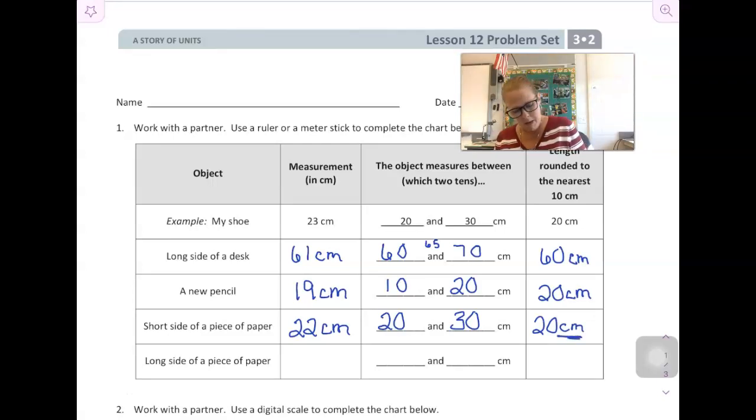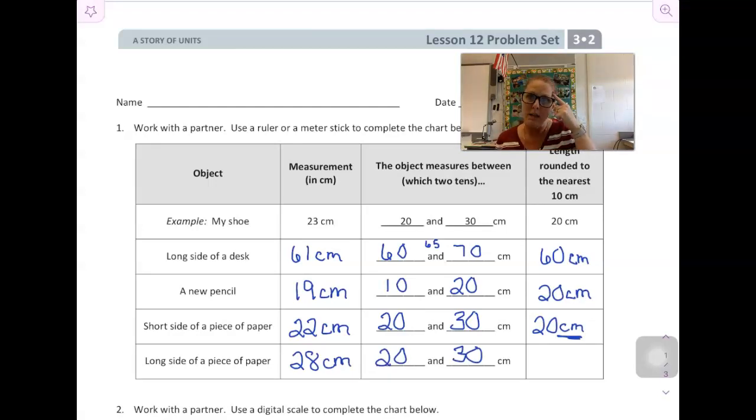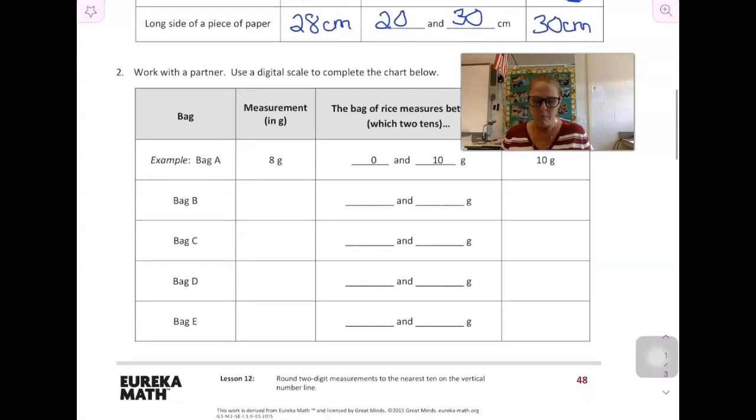The long side of a piece of paper measures 28 centimeters long. 28 comes between which two 10 centimeters? It comes between 20 and 30. And I'm thinking in my brain, halfway between 20 and 30 is 25. And 28 is more than that. So write down the nearest 10 centimeter that we're going to round 28 to. If you wrote 30 centimeters, you are correct.